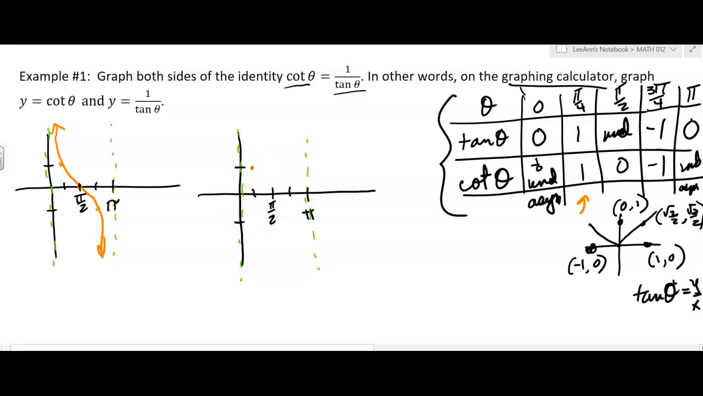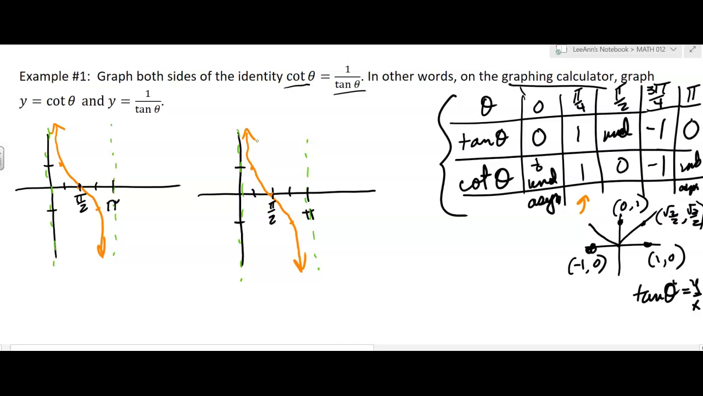I'm sorry, pi over 4, 1, not 1, 1. Pi over 4, 1. That's what our theta is. And then pi over 2 is 0. And then 3 pi over 4 was at -1. And so, yeah, we get the same graph. That's what we were planning on. So they're supposed to look the same.